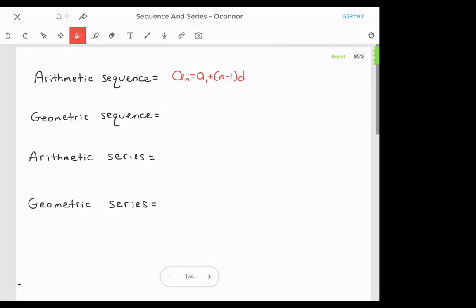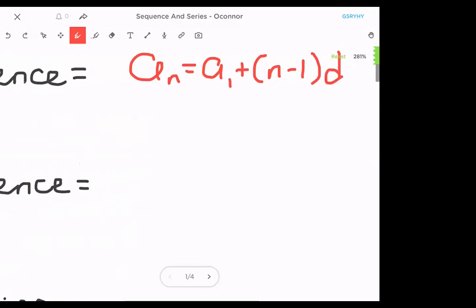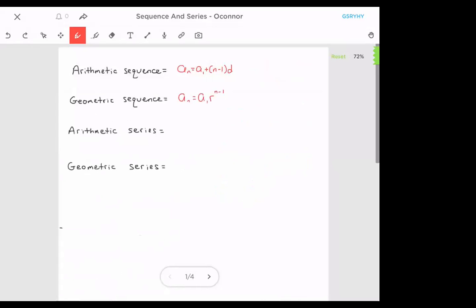For a geometric sequence, the formula is a sub n equals a sub 1 times r to the n minus 1. And I'll go back over what all the variables mean, but just quickly, remember d is the common difference for a sequence, and r is the common ratio, how much they're going up each time, whether it's addition or multiplication.